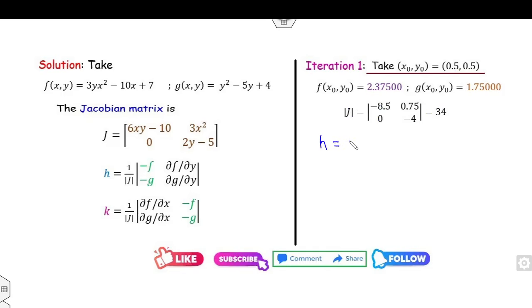Now can you find the value of h? It is 1 over determinant. I can replace the first column with the minus of f, minus 3.75, minus 1.75, and the value of this case is 5. Fine. Now what is the value of the determinant of J? It is minus 34. I can substitute this value as minus 34, and then you can solve the determinant of this 2 by 2, and then you can get this answer.